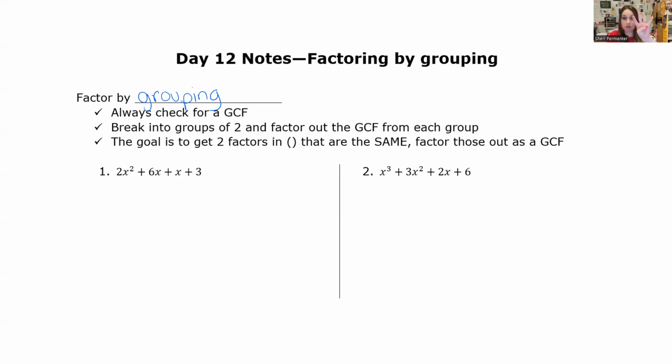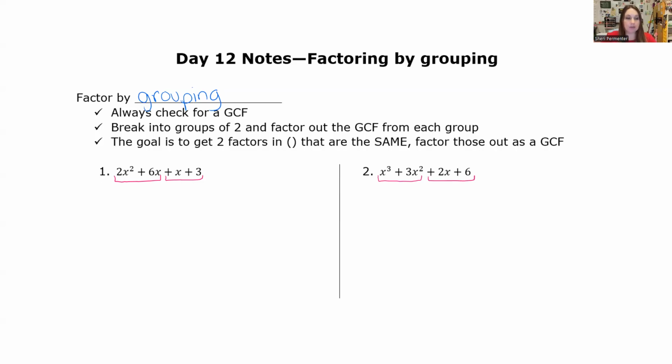So there's always going to be 4 terms when we do factor by grouping, and I'm going to split it into 2 groups. And so I'm going to show you on the second one, it's the same thing. You split it into 2 groups. So for each of my groups, I am going to look for the GCF, the greatest common factor. And we talked about that last class when we did the day 11 notes. And so if you need a refresher, go watch day 11.